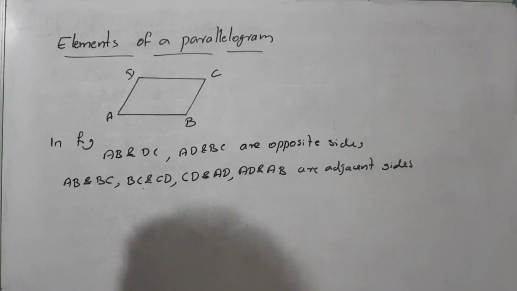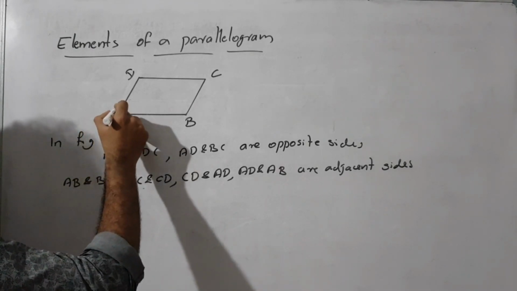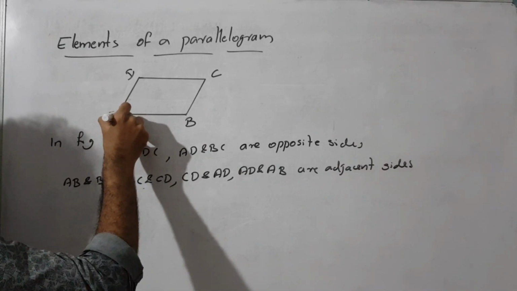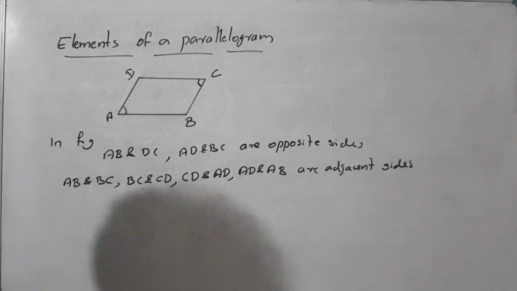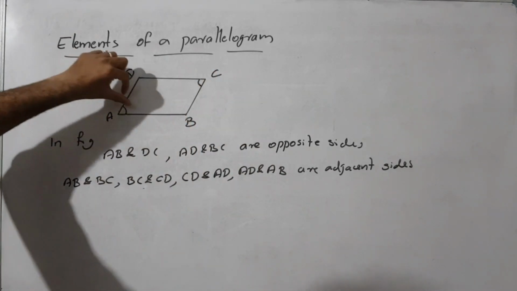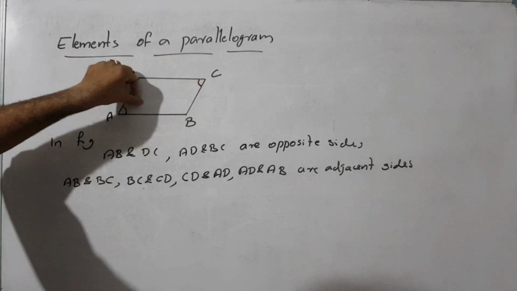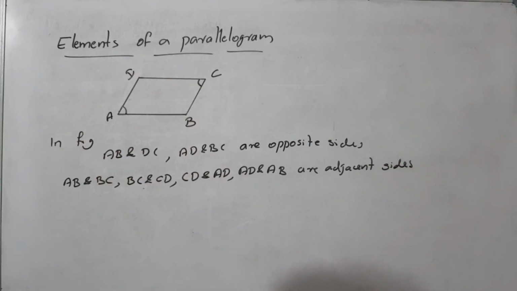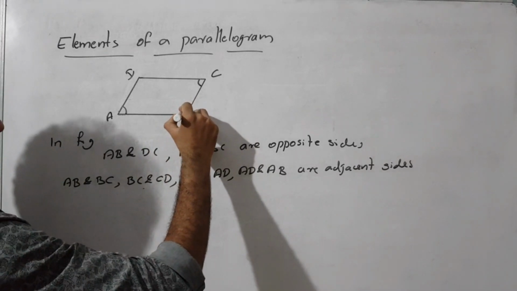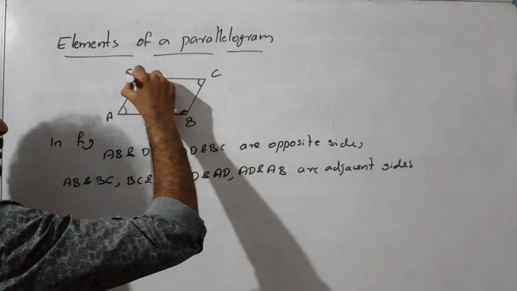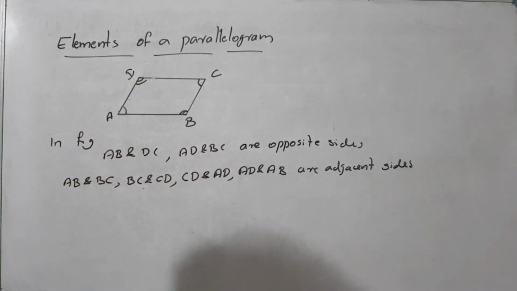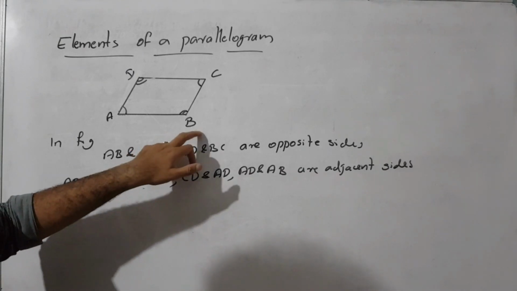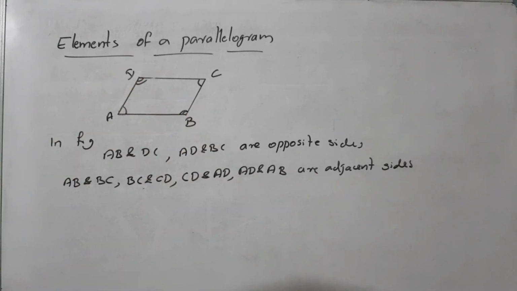Okay. The next, angle A. This one is angle A, correct? Angle A and angle C, they are lying just opposite, correct? A and C lie opposite, and B and D are also opposite. So angle A and angle C are called opposite angles. Angle B and angle D are also opposite angles.